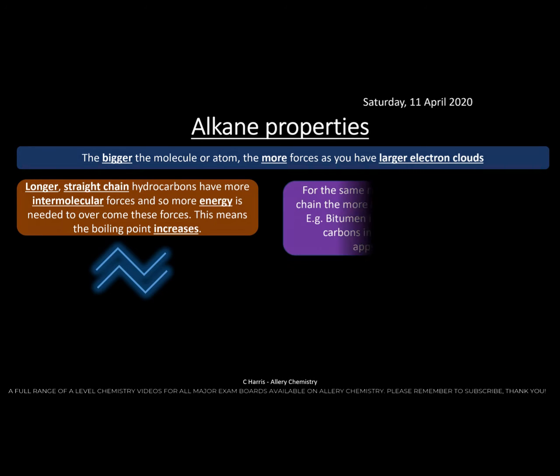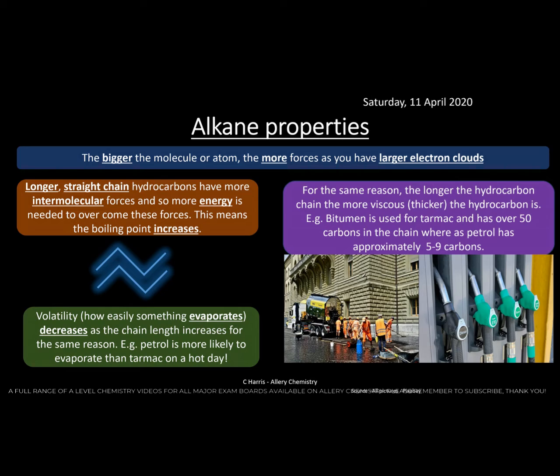So that's quite important. Okay, so volatility is another aspect linked with the same principle. Volatility is how easily something evaporates, how easily it turns into a liquid or a gas. And this decreases as the chain length increases. Again, petrol is more likely to evaporate than tarmac on a hot day, thankfully. Otherwise, you'd get roads just evaporating on a hot summer's day. But petrol will do that, so it is a lot more volatile.